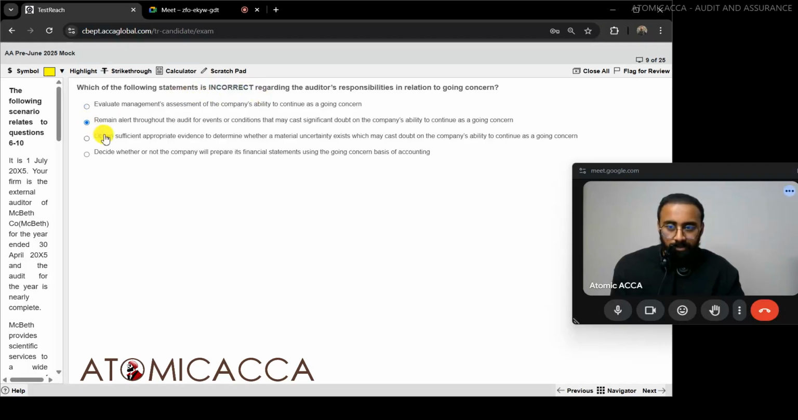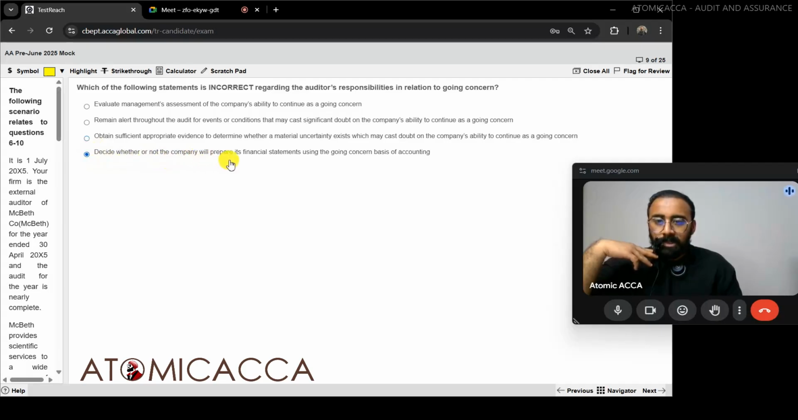Second one, remain alert throughout the audit for events or condition that may cast significant doubt on the company's ability to continue as a going concern. So that is also by default you have to maintain as an auditor. So that's also correct option. Option C, obtain sufficient appropriate evidence to determine whether a material uncertainty exists which may cast doubt on company's ability to continue as a going concern. Correct.